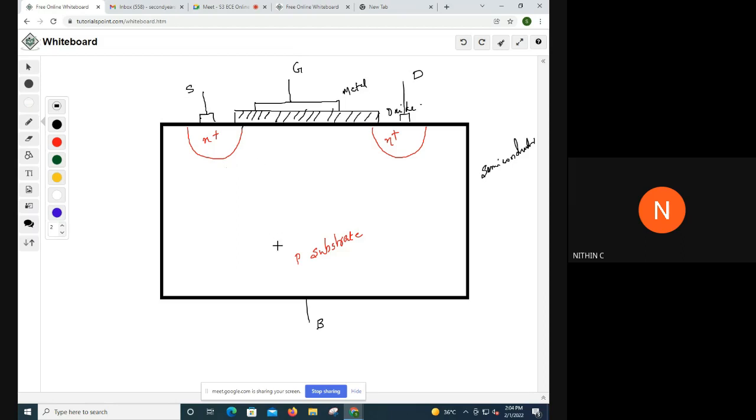In the question it is mentioned that the metal is brought to a potential of 1 volt with respect to the semiconductor. Metal is actually the gate. So the gate is brought to a potential of 1 volt with respect to the source, or with respect to the semiconductor. That is VGS equal to 1 volt. That is given in the question. And you need to check whether inversion actually occurs or not. That is the main question.